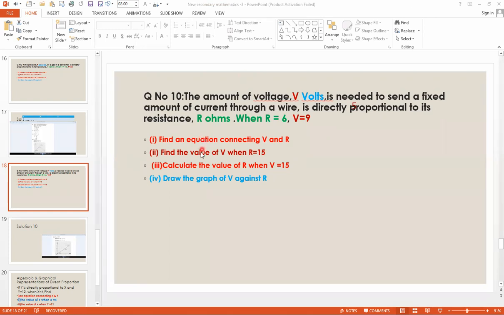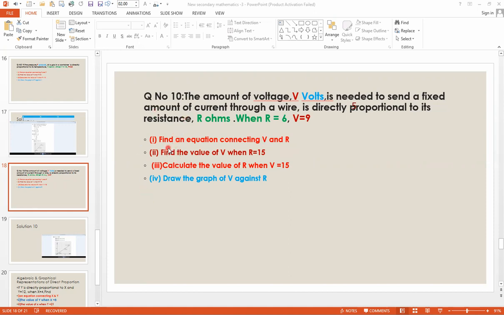Now I have to read question number 10. According to this question, they are saying the amount of voltage V, volts, needed to send a fixed amount of current through a wire is directly proportional to its resistance. That resistance is shown with capital R, and its unit is ohms. When R is equal to 6, V is equal to 9. Okay. When the voltage is given as 9, the resistance given is 6. Accordingly, you have to write an equation, substitute the values and solve for the value of K. And then it is very much easier to solve all these parts.